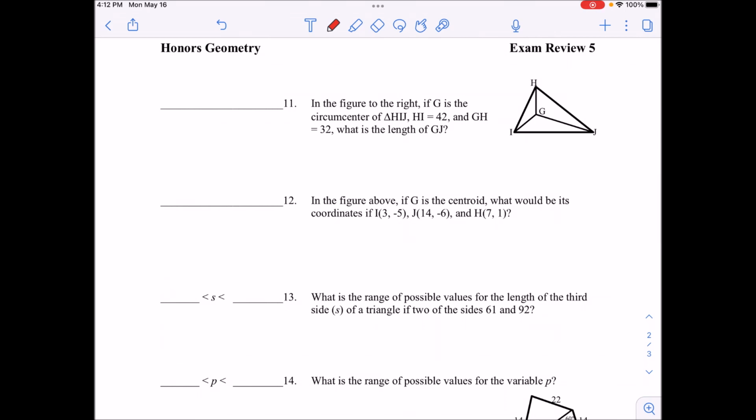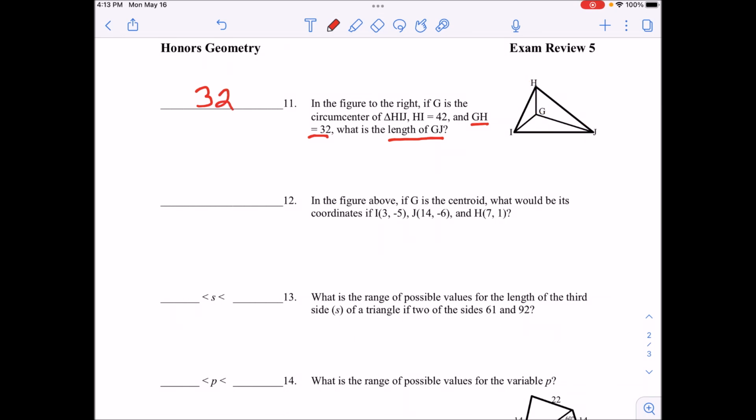Number 11, in the figure to the right, G is the circumcenter. Since it is the circumcenter, that means it is an equal distance from all three vertices. So that means GI, HG, and GJ have to all be equal in length. They're asking me for the length of GJ. They gave me GH being 32. Well, since GH is equal to GJ, I know that GJ then is 32.